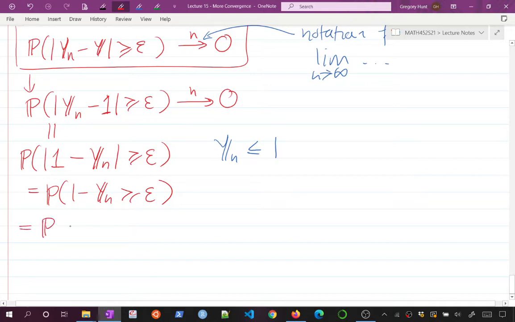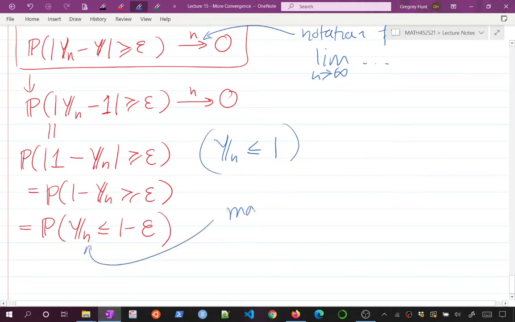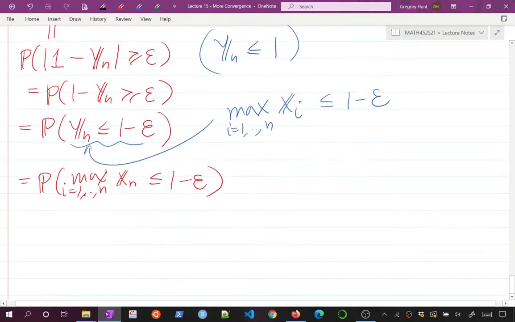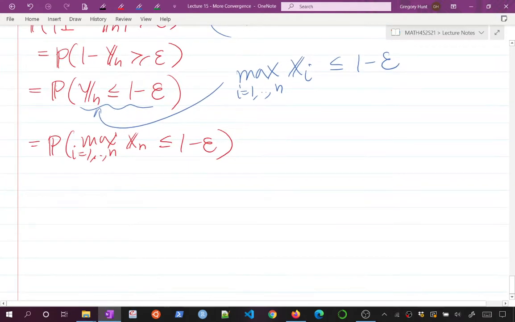And so I can rearrange this and say this is the probability that yn is less than or equal to 1 minus epsilon. And my yn is the maximum of my xn's, of the first n of these x's. And so this whole condition is that the maximum is less than or equal to 1 minus epsilon. And what do we know, right? So let me actually just write that out. This is the probability that the maximum of the first n of these x's is less than or equal to 1 minus epsilon. And if the maximum is less than or equal to 1 minus epsilon, they are all less than or equal to 1 minus epsilon. So I've made you hopefully beat that fact into your minds by this point.